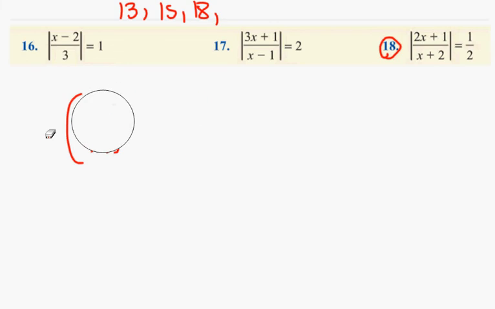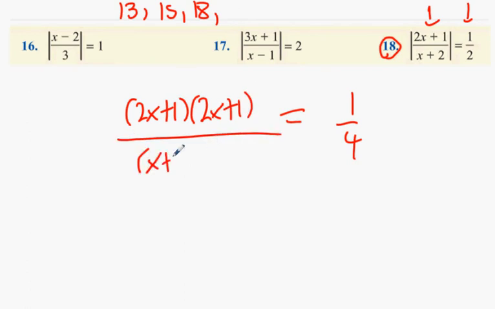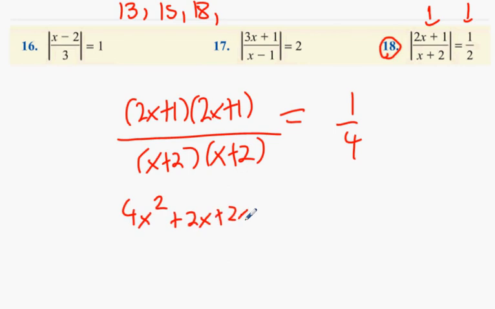So, expanding this type of logic onto our bigger system here, what's a half by a half when we square it? A quarter. What's the part to the left when we square it? It's going to be 2x plus 1 multiplied by itself, and the same on the bottom. Then after that, multiply it all out. 4x squared plus 2x plus 2x plus 1. x squared plus 2x plus 2x plus 4.